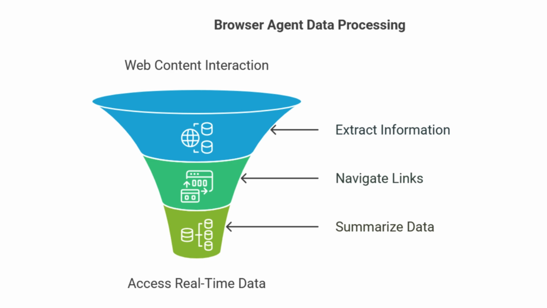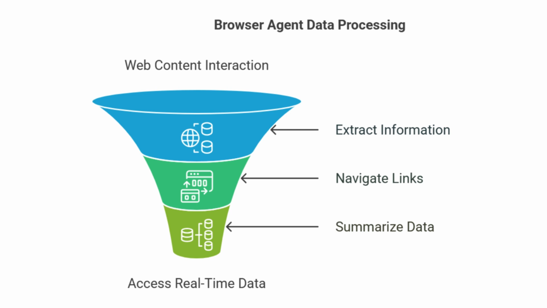Or job market analysis by collecting and summarizing job listings from different platforms. How browser agents work in Smolagents. A browser agent typically follows 3 steps. 1. It receives a URL or a search query from the user. 2. It scrapes and extracts relevant information from web pages. 3. It processes the data and generates a structured response.